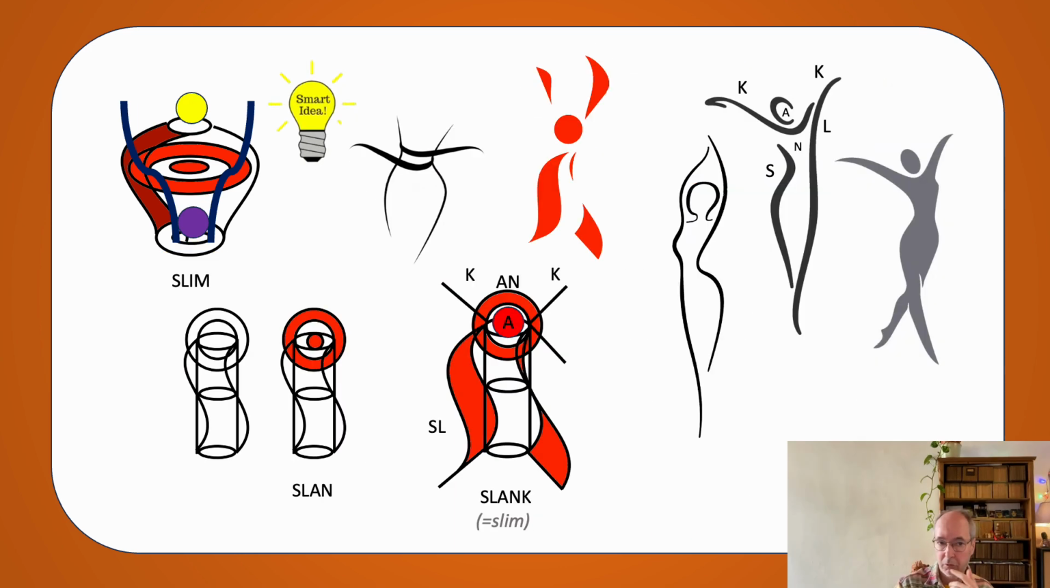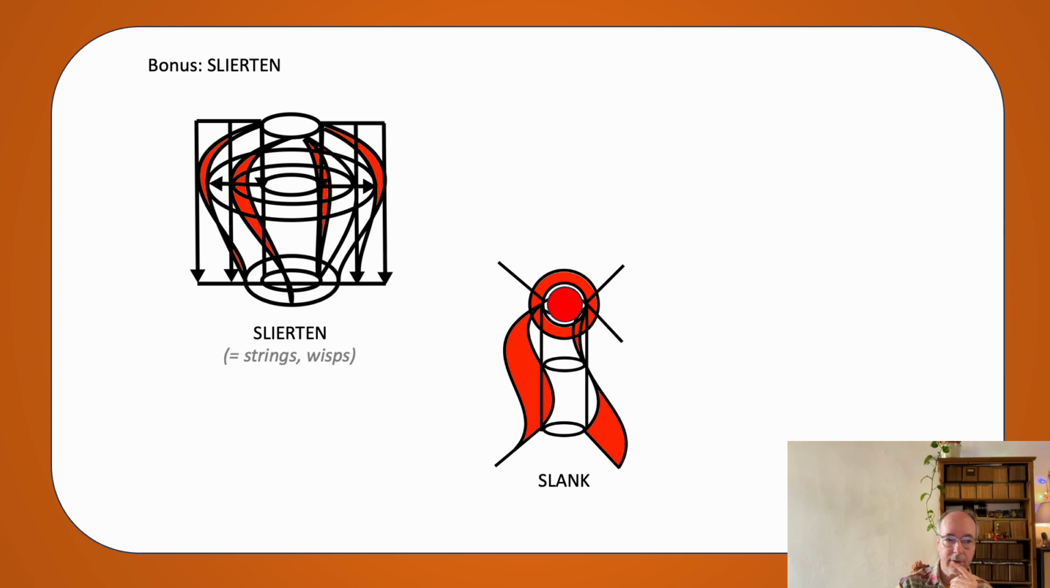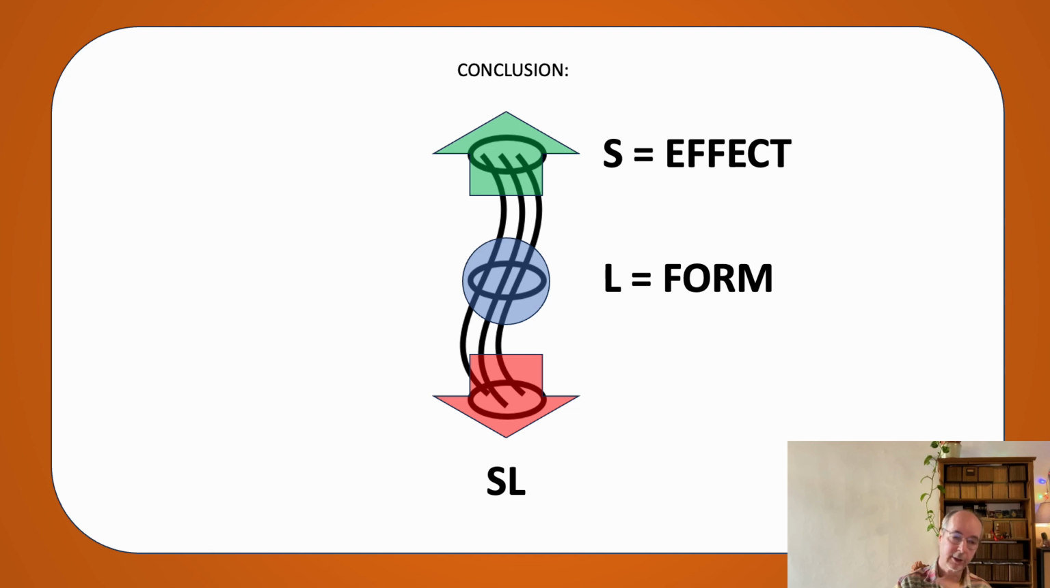And it is quite funny actually that the letters can be recognized in it as well. I also have SLIERTEN here, or strings or wisps, just as an extra. Anyhow, what's the conclusion? Does the SL fit with all the words that have the SL? Are they all the same? In a way, yes. They all follow an underlying structure, and they try to focus mainly on the S, or the effect, and the form where it is making its form.